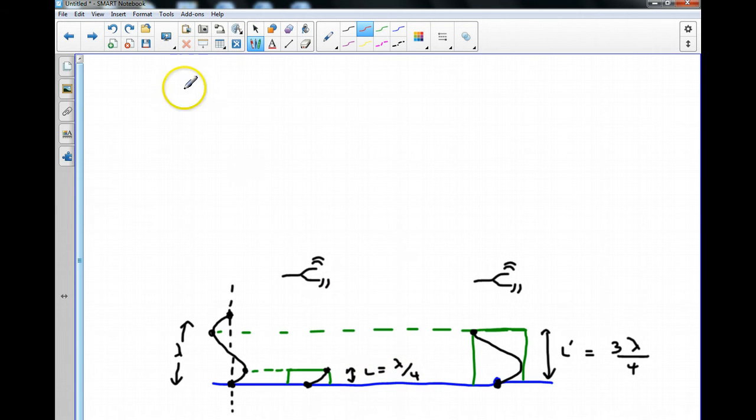Let's say we're told that the frequency of the sound coming from the tuning fork is 932 hertz.